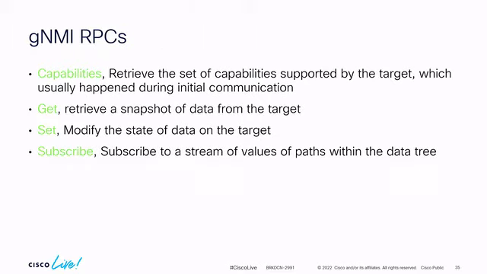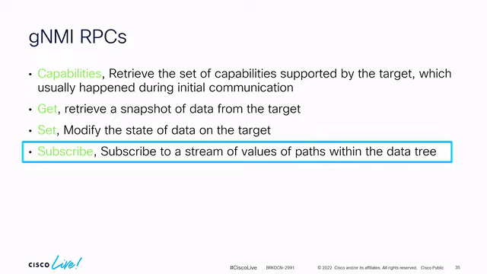So let's see what RPCs gNMI supports: Capability, Get, and Set. Pretty familiar, right? If you have ever used NETCONF, it's pretty much the same. We have Capability to say what models we support and what encodings we support, and Get and Set are used to manipulate your configuration.